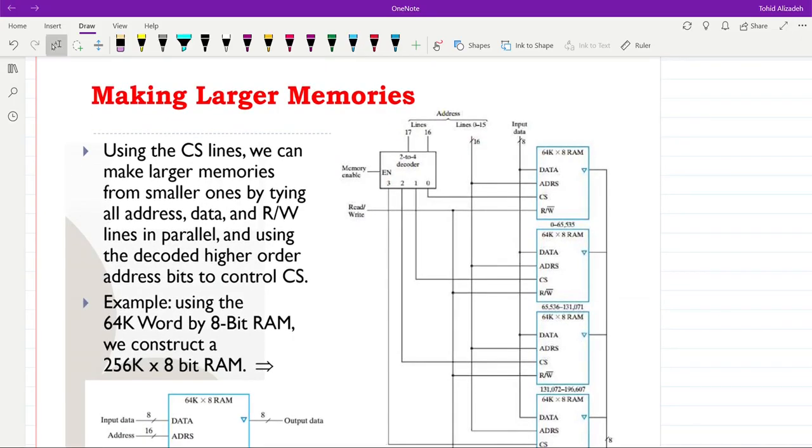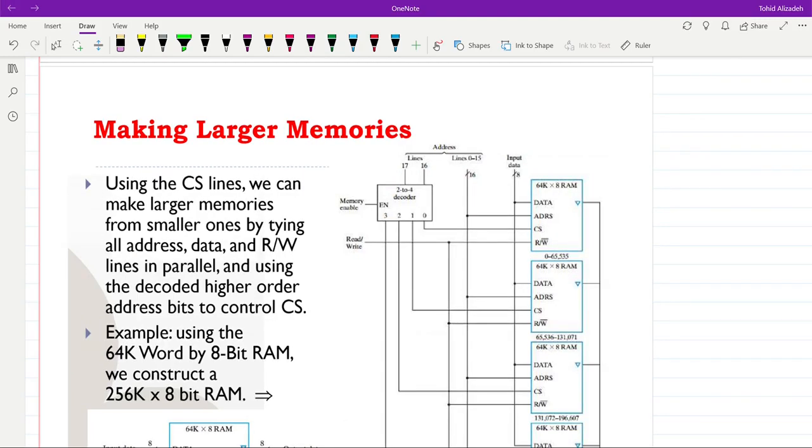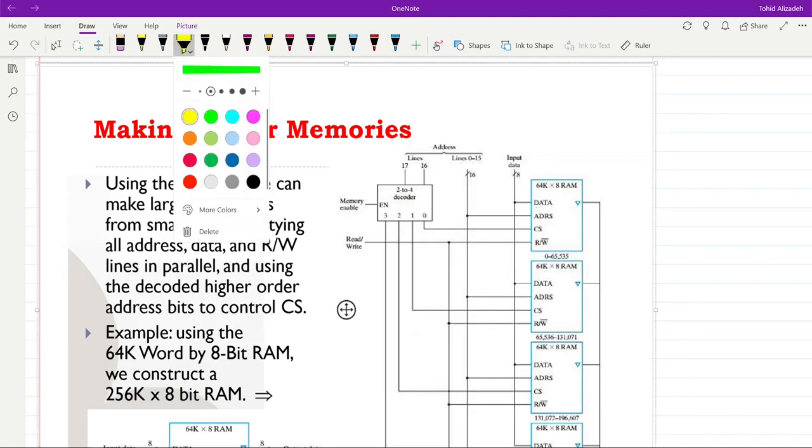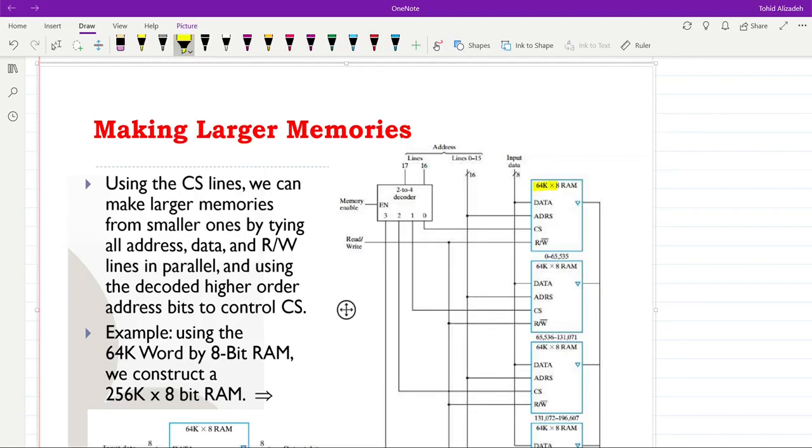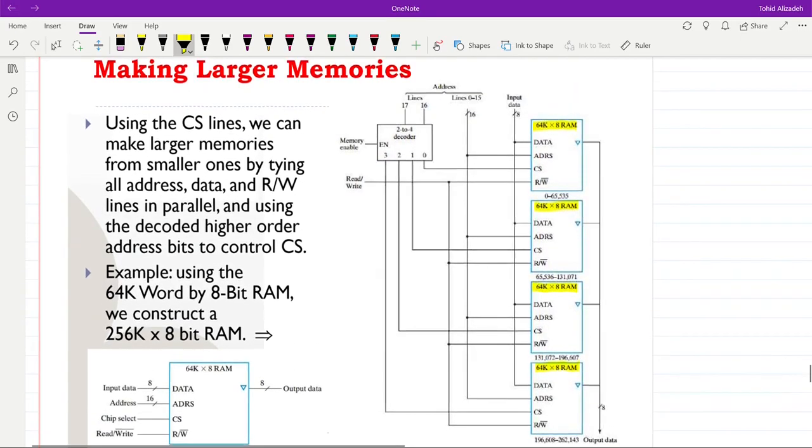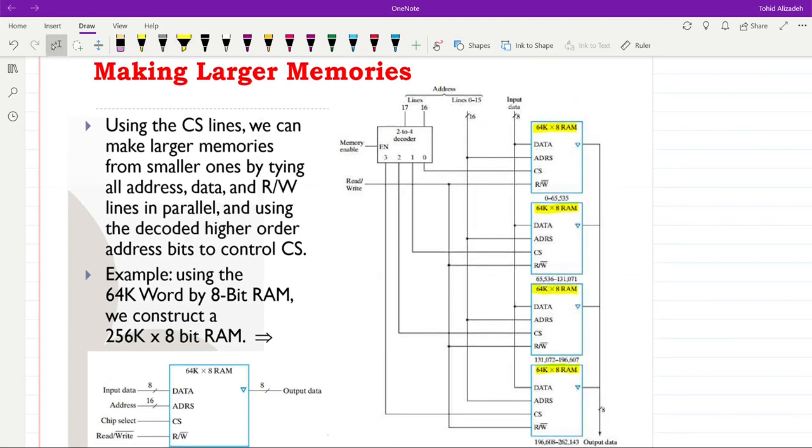And then we will have words which have more than 1 bit as their content. Now we want to increase the size of our memory by using smaller memory blocks. Over here you can see an example in which we are using 64K by 8 RAM memory ICs. So we are using 4 of them, and we are going to construct a bigger one.